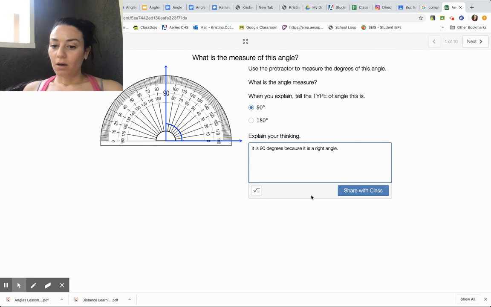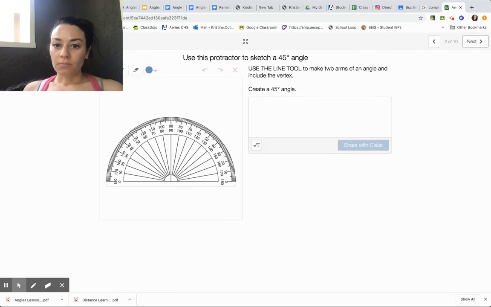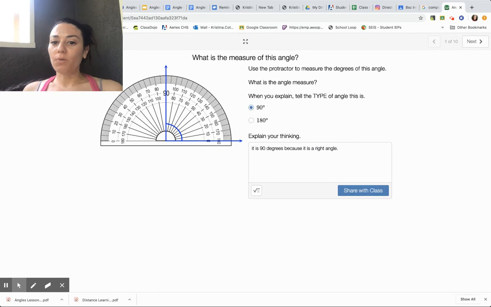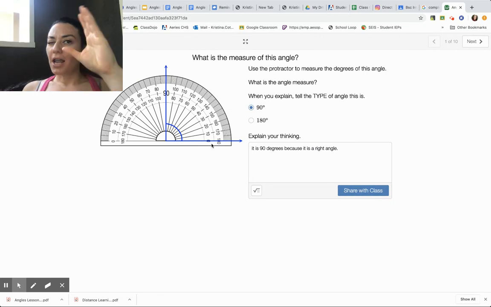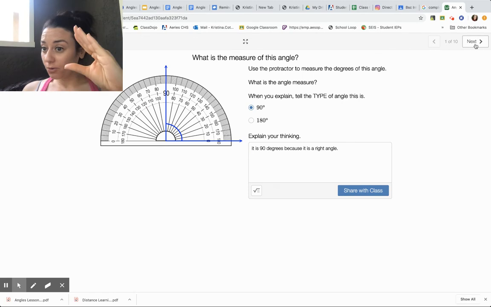Next. Use this line tool to make two arms of an angle and include the vertex. It wants you to create a 45-degree angle. So I want you to think about this. 45, I don't know if you know this, is half of 90. So if we look back, I want you to make an angle that is half as big as this. So it's not going to look like the corner of a box. It's going to look like half the corner of a box, kind of like a little mouth, right?